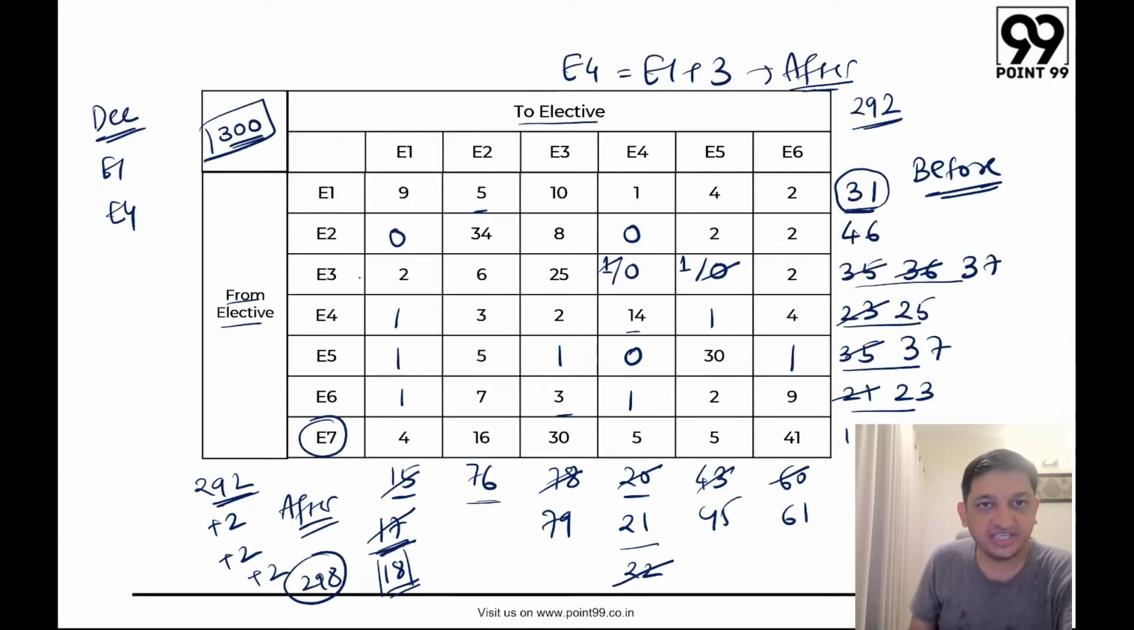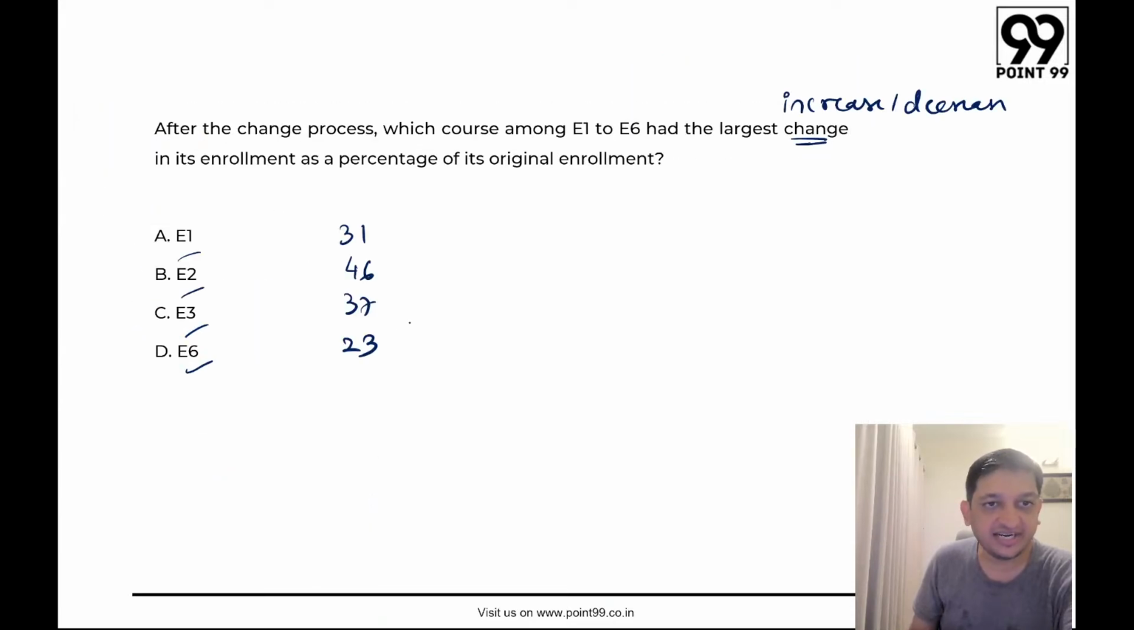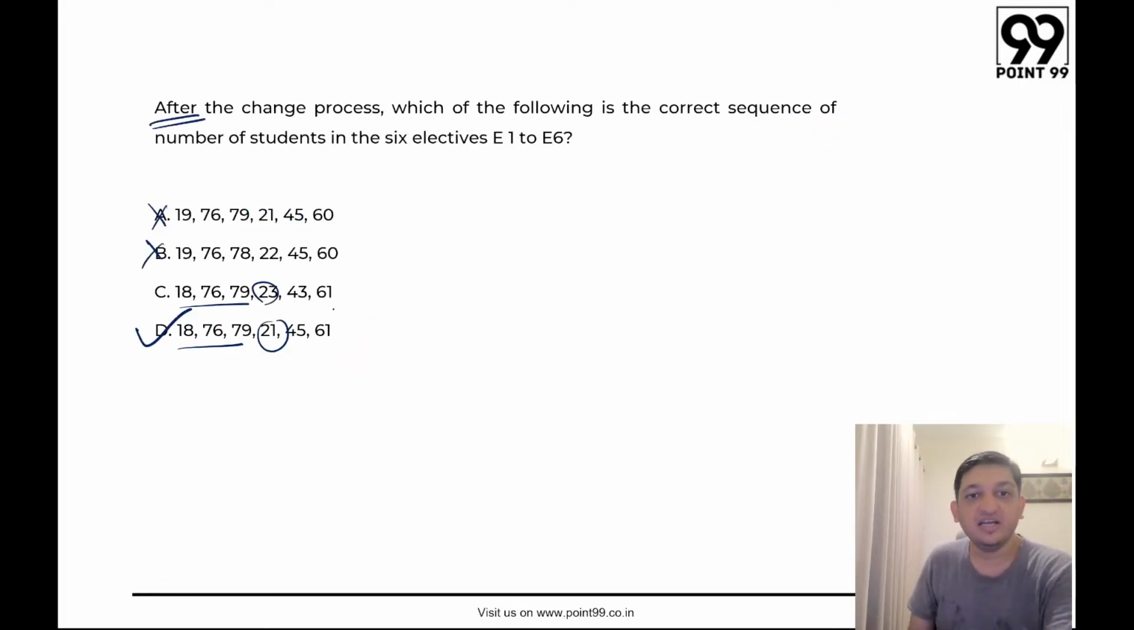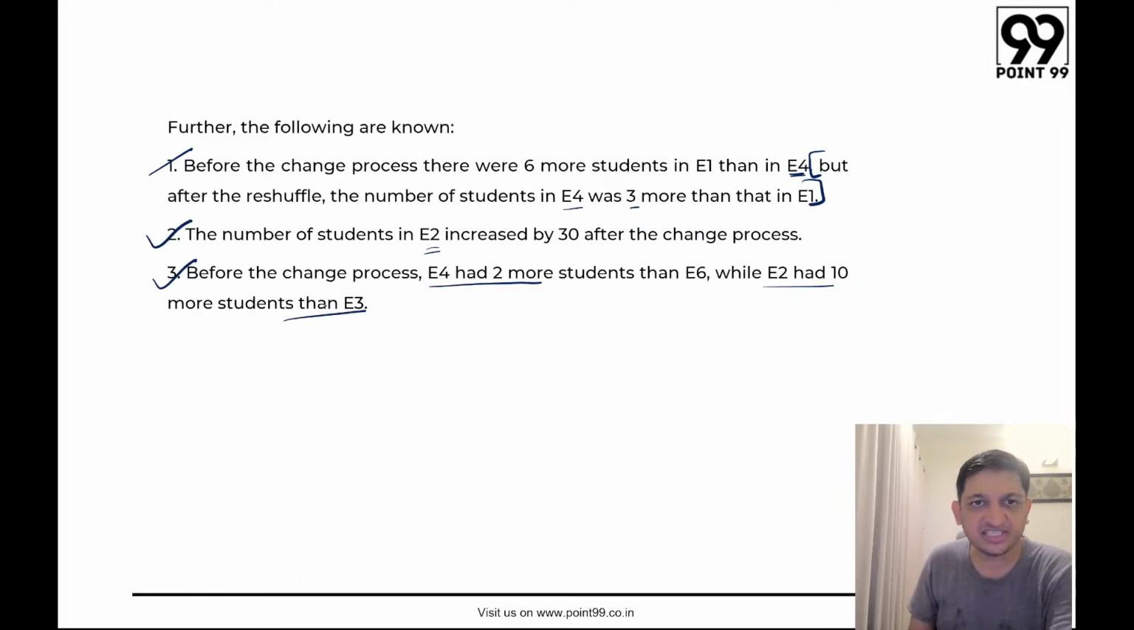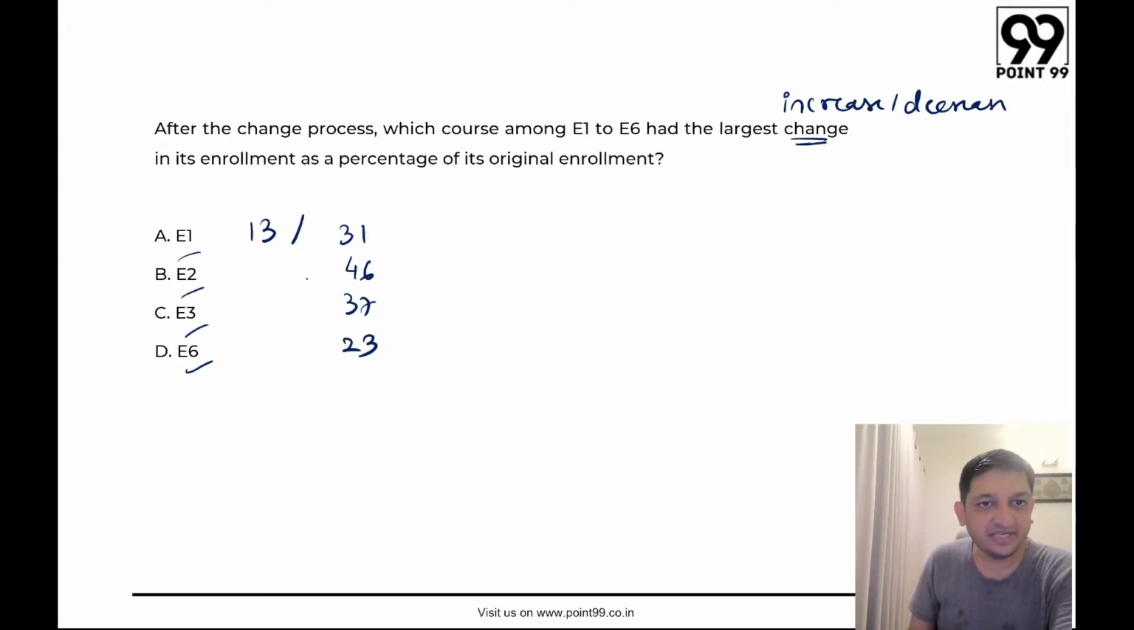अभी सबका change भी देख लेते हैं एक बार। So E1 का change क्या हो गया, 31 to 18. So E1 changed by 13. So I write 13 here. So it's 13 by 31 that we are calculating. E2 का change we need to figure out. E2 का change is 30, right? It has been given to us. Increased by 30. So ये तो अपने को given data में ही है, दिया हुआ है. So 30 by 46 हो जाएगा.